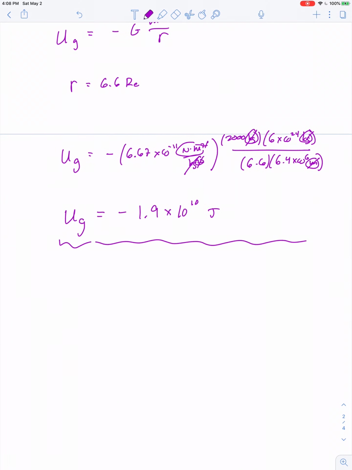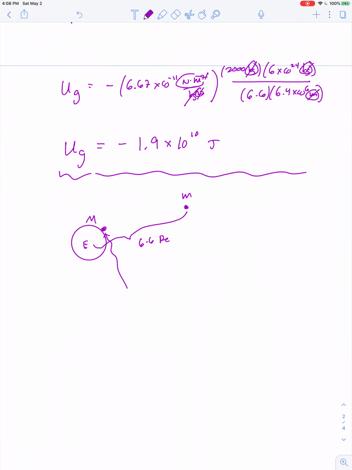Let's take this a step farther. That's the gravitational potential energy it has when it's at the location of its orbit. So there's the Earth, capital M, there's our satellite, lowercase m, and there's a distance of 6.6 Earth radii. Well, what was the gravitational potential energy of our satellite when it was sitting at the Earth's surface?